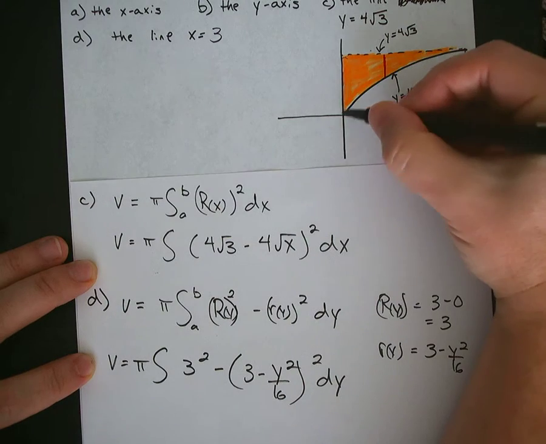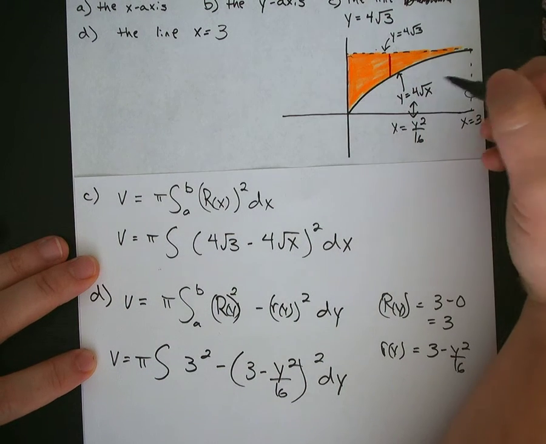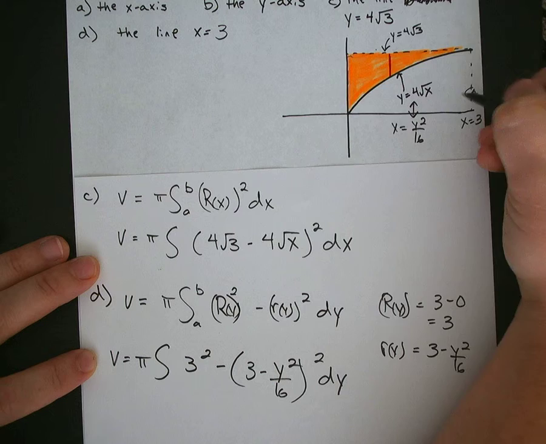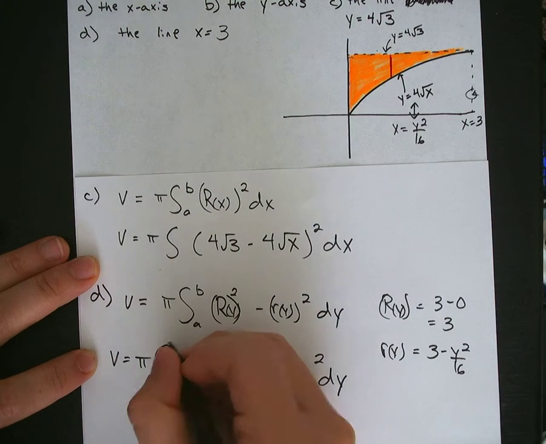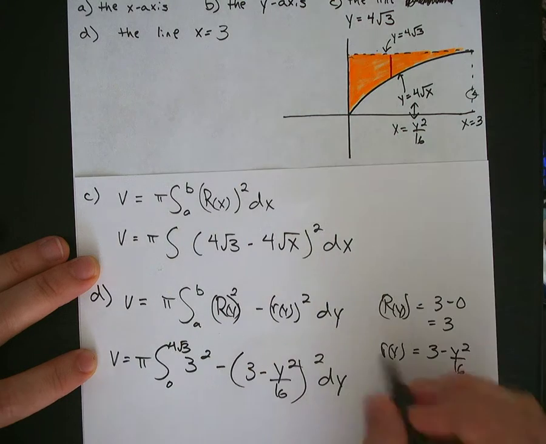Our limits are going to be y limits because we're going in that same direction as the y-axis, like that was on letter B. So it'll be from 0 to 4 square roots of 3. And then solve that integral, get your answer.